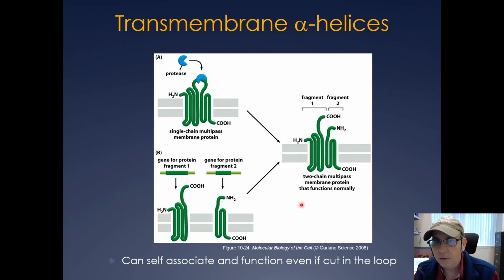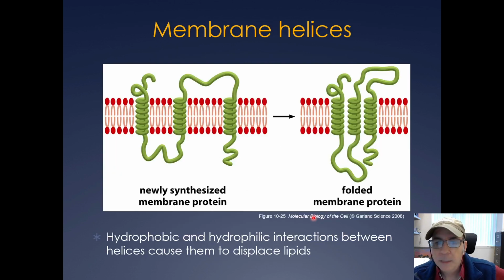Okay, so there's this whole thing with self-assembly of transmembrane proteins based on the amino acid sequence of the alpha helices. And you can view that as this newly synthesized membrane protein with its hydrophobic transmembrane alpha helices that will actually come together to create a folded protein, and in the process displace the lipids that are there.